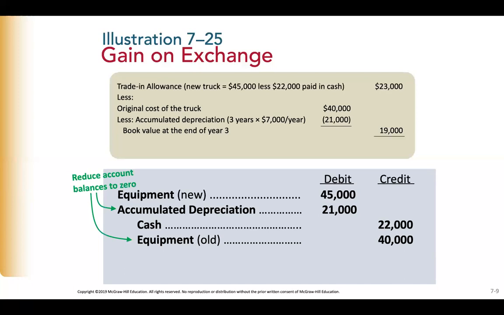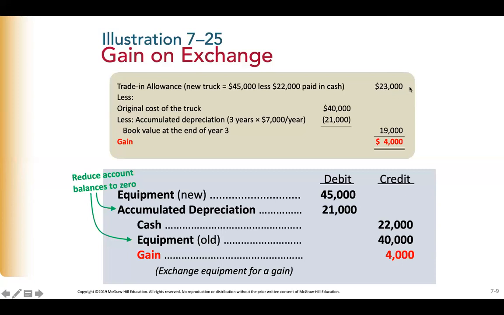In looking at this journal entry, are we in balance? Do our debits equal our credits? Our debits are $46,000 and our credits are $42,000. So we need a gain of $4,000. When we exchanged that equipment, we exchanged it for a gain of $4,000. You can also look at it as the trade-in allowance, which was $23,000, is $4,000 more than our book value. They gave us $4,000 more towards the vehicle than we had it on the books. So we have a $4,000 gain.